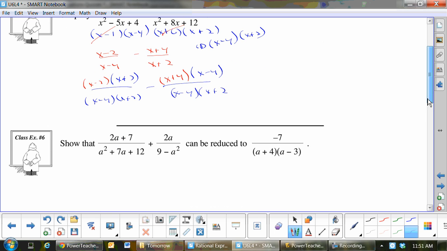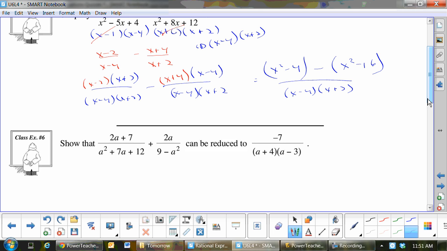Now, come on you guys, x minus 2, x plus 2, what does that equal? X squared minus 4. It's a difference of squares, isn't it? Yes, x squared minus 4, right? So, this is what we got. We got x squared minus 4 minus, what's x plus 4, x minus 4? X squared minus 16 all over x minus 4, x plus 2.